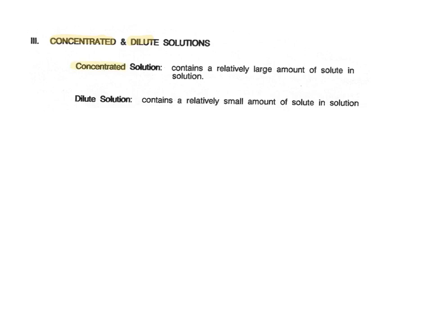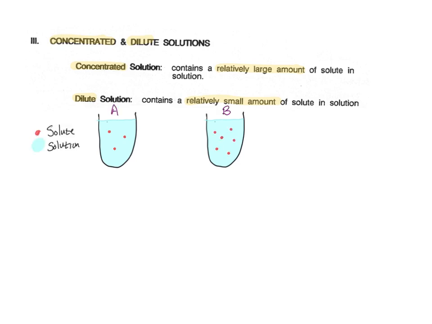Solutions can be described as concentrated, with a relatively large amount of solute, or dilute, which have a relatively small amount of solute in the solution. Here we see two test tubes. One has a dilute solution and the other has a concentrated solution. It can easily be seen that test tube A has a relatively smaller amount of solute than test tube B in the same amount of solution. This tells us that test tube A would be considered dilute, whereas test tube B would be considered concentrated.